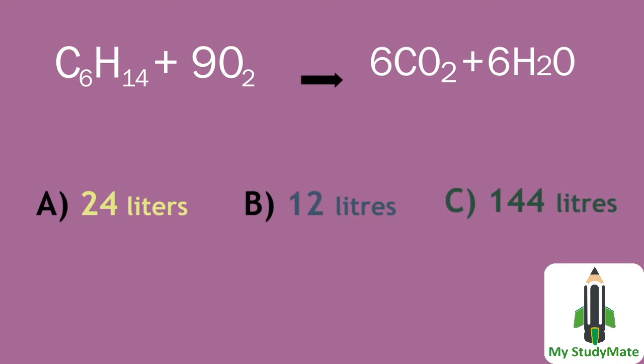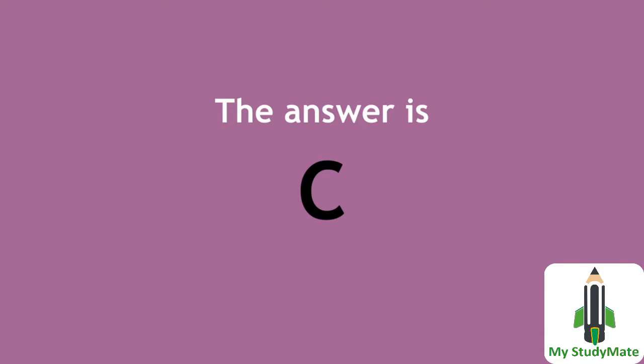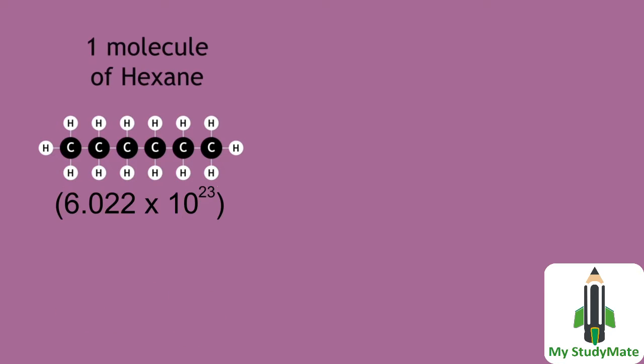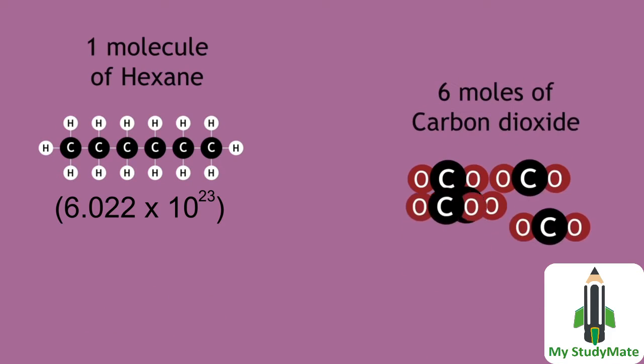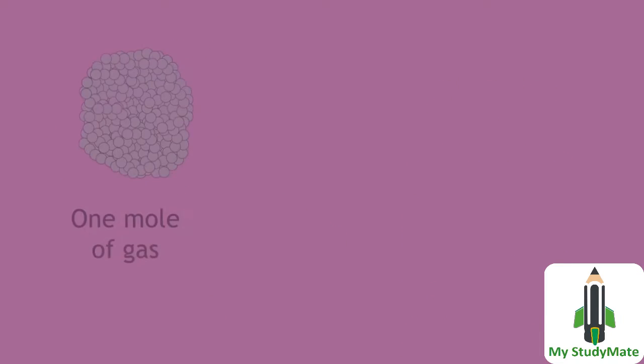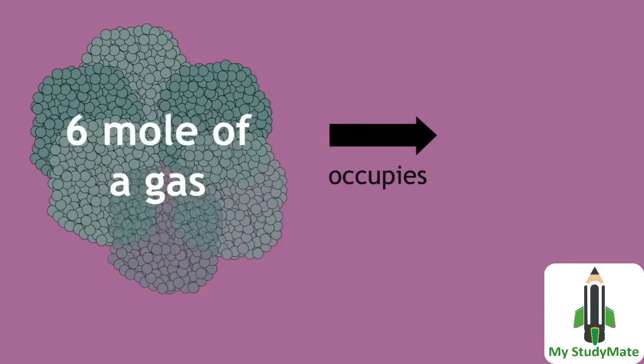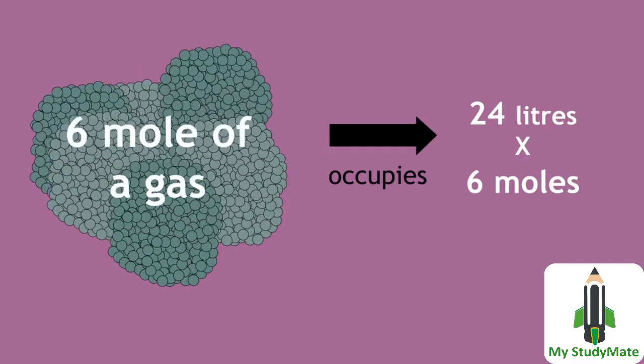The answer is C, 144 liters. This is because 1 mole of hexane produces 6 moles of carbon dioxide. So if 1 mole of gas occupies 24 liters, then 6 moles of gas occupies 24 liters times 6, which is equal to 144 liters.